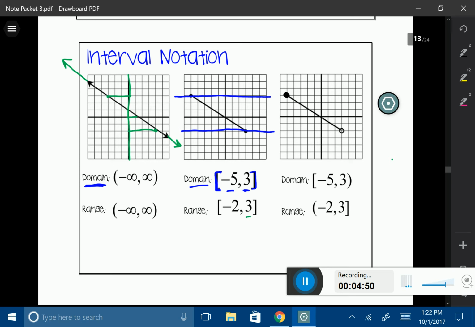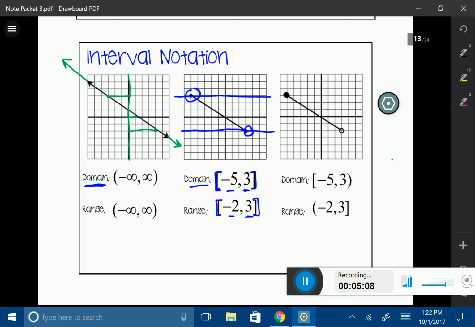So to indicate this, I'm going to look at my points, and I'm going to see that they are both included. And I'm going to say that -2 is my lowest that is included, and 3 is my highest that is going to be included. And that also incorporates everything else in between.